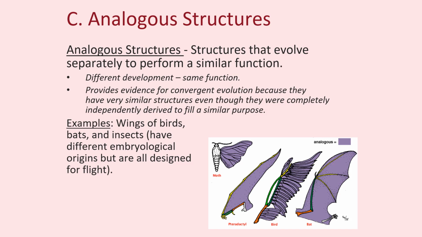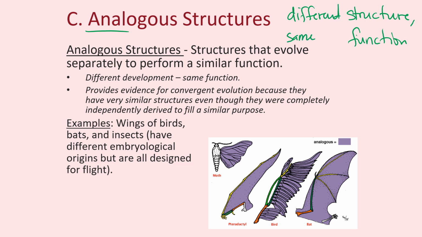Now we have analogous structures. So structures that evolve separately to perform similar function. So again, when we see analogous or homologous, if you don't remember, always fill in the structure first, and then function. And then take a look at the root. Since it's not homo, we know that analog must be different structure, same function.